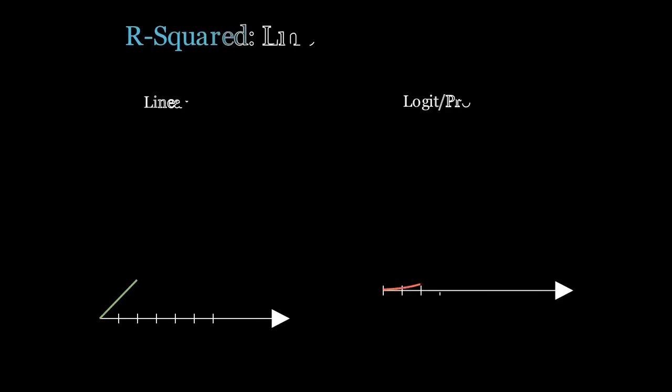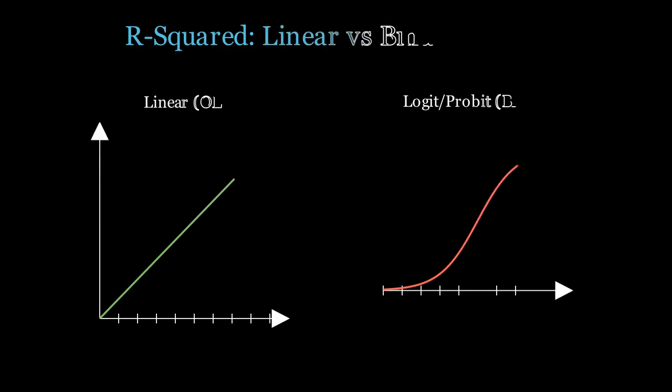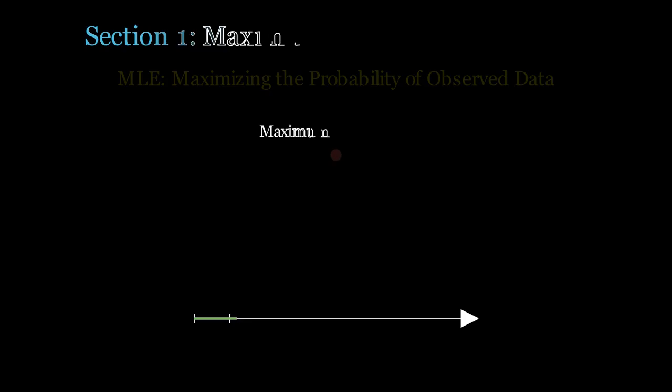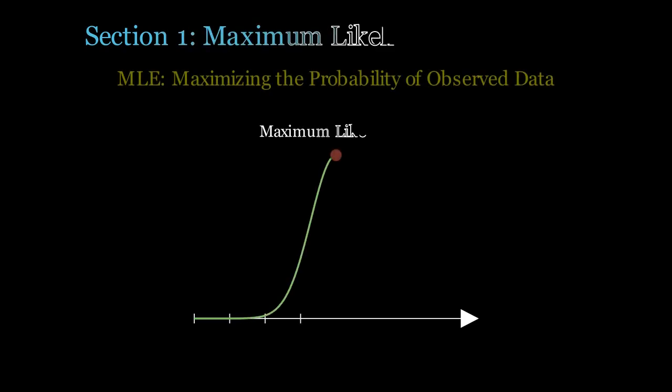In linear regression, the R-squared is a clear, intuitive measure. It represents the proportion of variance explained by the model. It ranges from 0 to 1, where 1 is a perfect fit. However, when we enter the world of Logit and Probit models, where the outcome is binary, like yes or no, the concept of variance as we know it changes. We are no longer minimizing the sum of squared errors, we are maximizing a likelihood function.